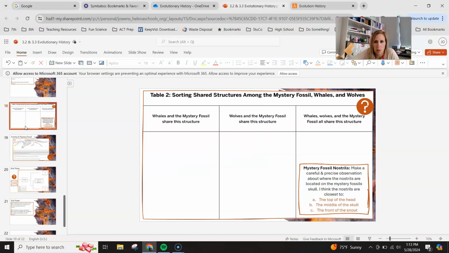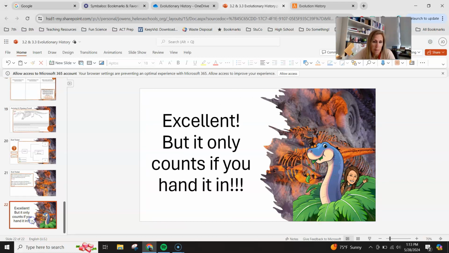Look back at this table and think about what's the one piece of evidence that you feel really helped you. If there's more than one piece, you can explain more than one, but go ahead and do a good explanation. Don't just tell me what the piece of evidence was, but explain why it led you to believe that your mystery fossil was either more closely related to whales or to wolves. Okay, once you're all done with that, go ahead, double check everything, and then hand it in. I hope you're having a great day, and I'll talk to you soon.